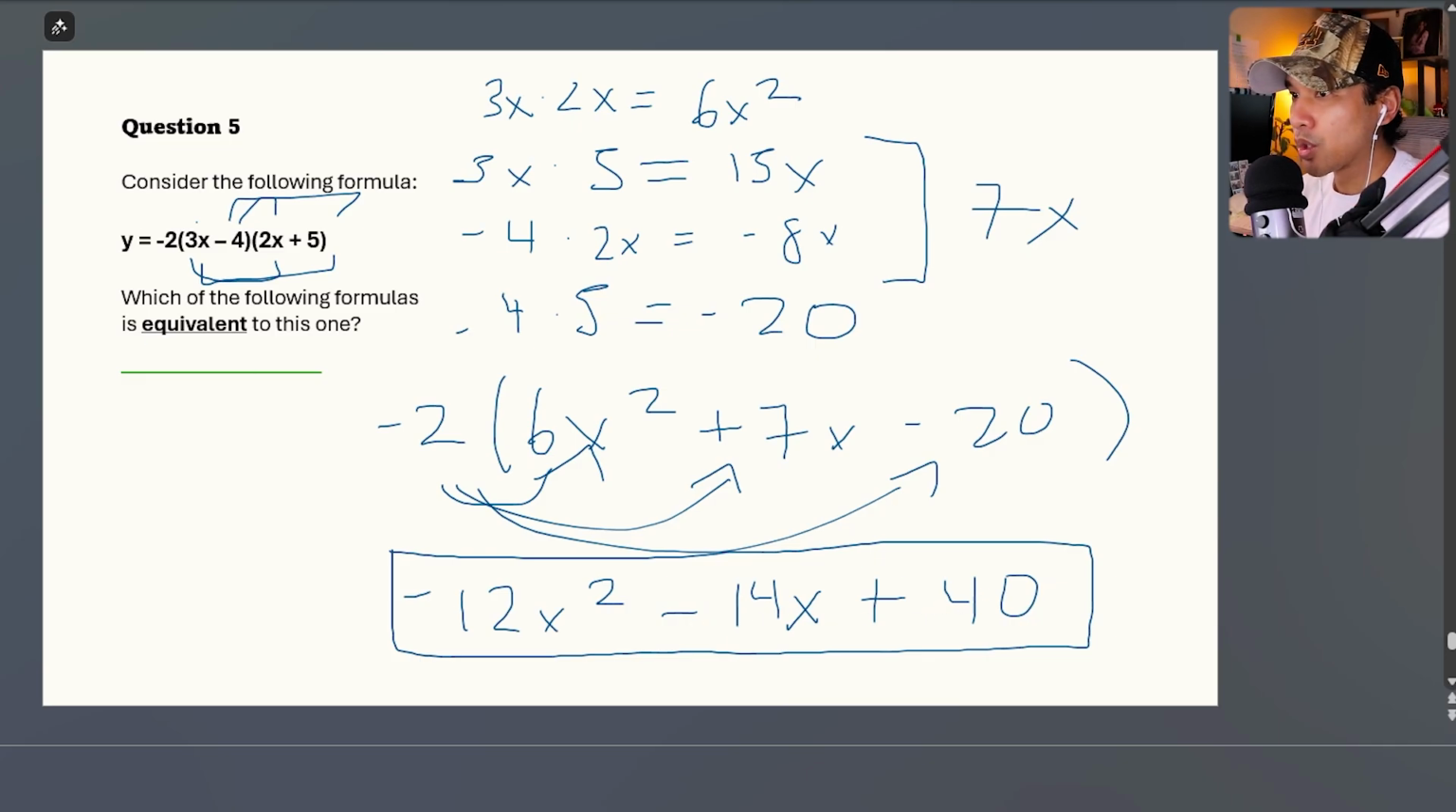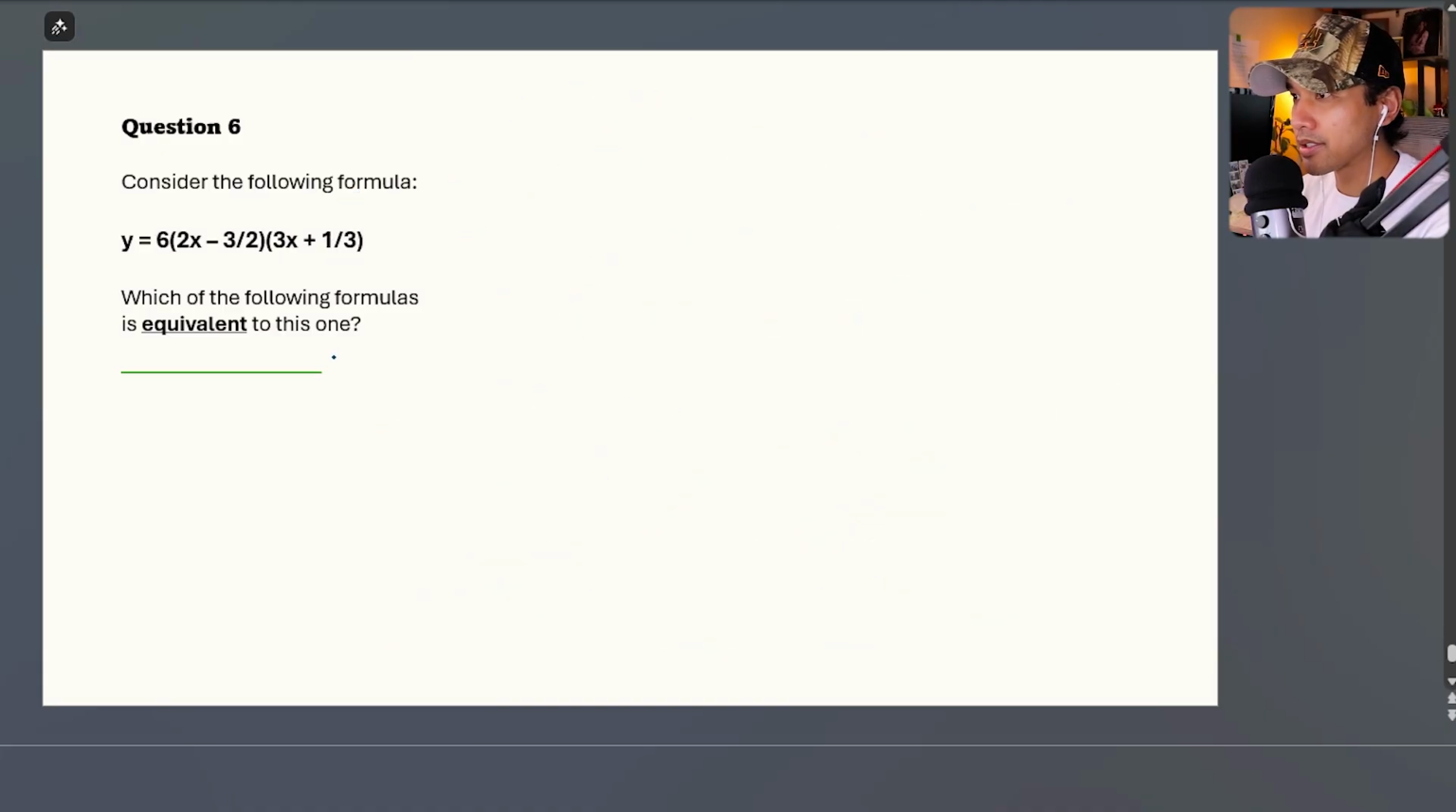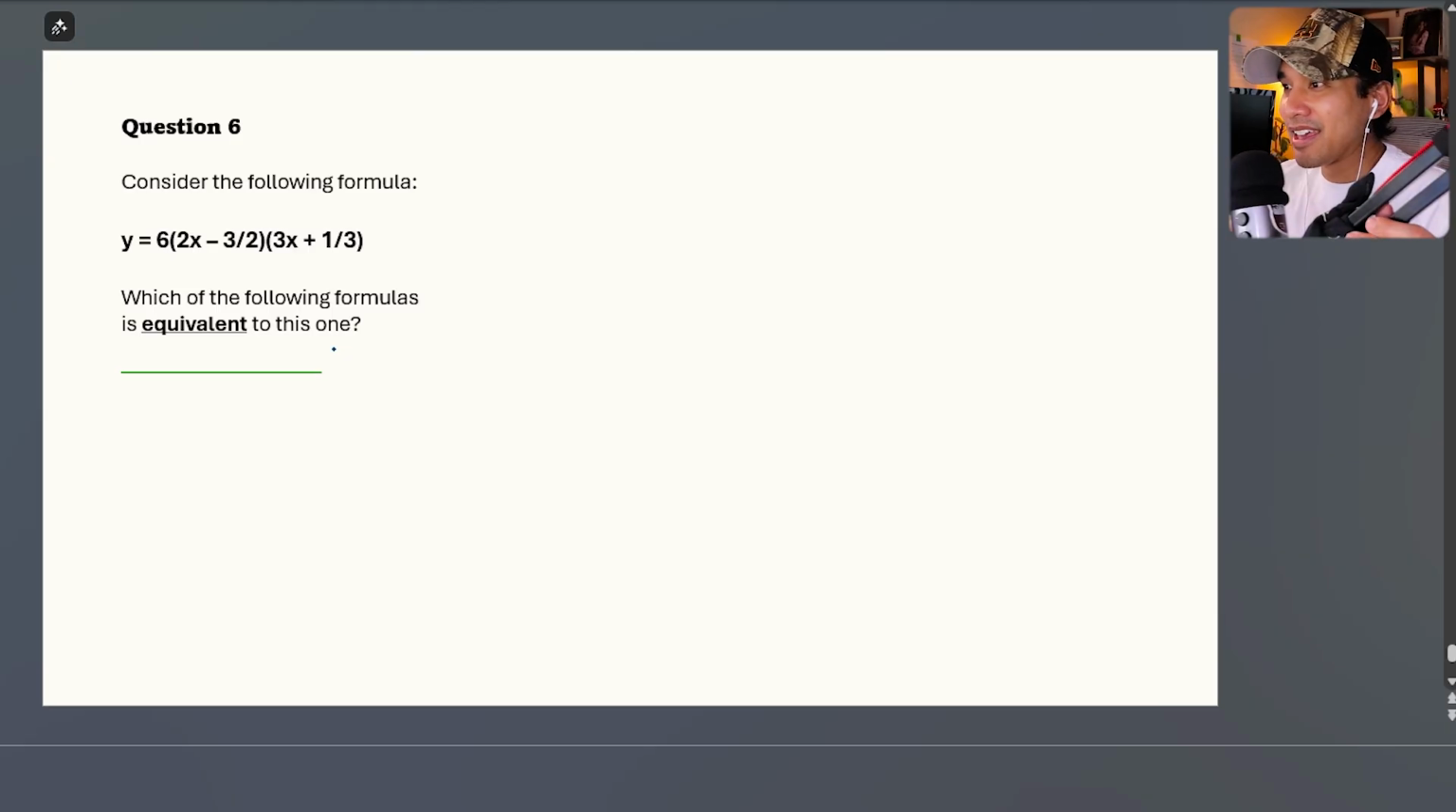All right, question number 6. This is going to get ugly. This most likely will not be on the test, but this is good to practice because the harder the questions are, the more you will be ready for the easy questions on the test. So again, the FOIL method.